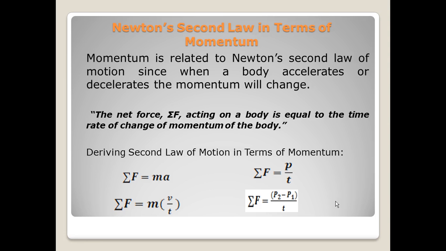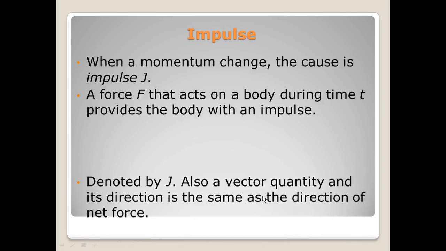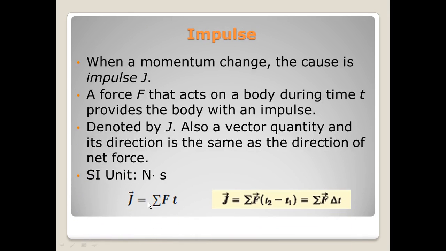Okay, so let's talk more about impulse and momentum. From here, try to cross multiply t to the side of the net force. So we have here the sum of the net force multiplied by t, which is essentially the definition of our impulse.